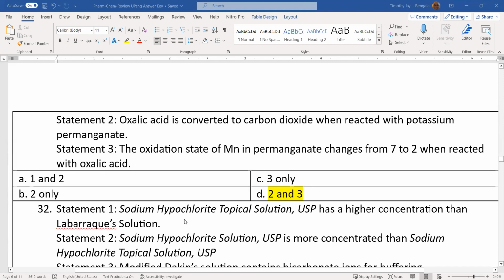Next, oxalic acid is converted to carbon monoxide when reacted with potassium permanganate. That is true. That is correct. Alin ang product ng oxalic acid? The oxidation state of manganese in permanganate changes from 7 to 2 when reacted. So that is also correct. So only 2 and 3 are correct in this case.